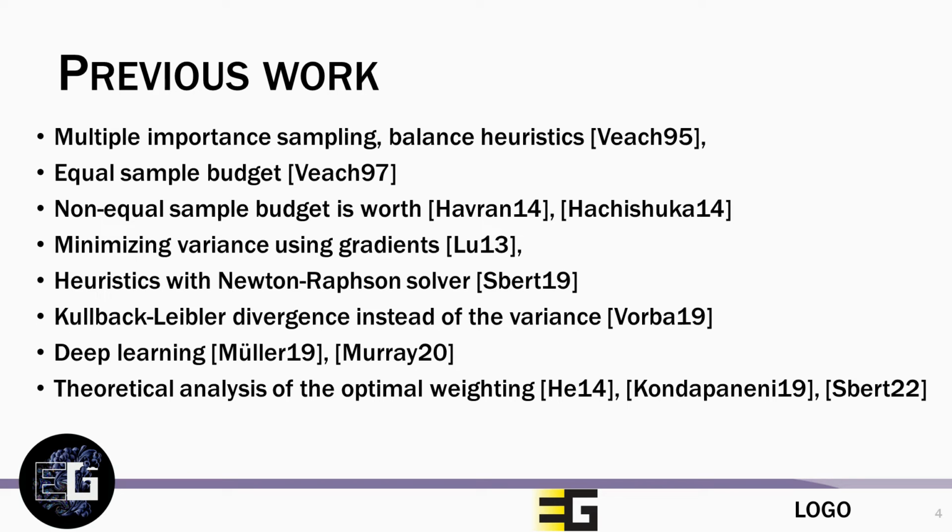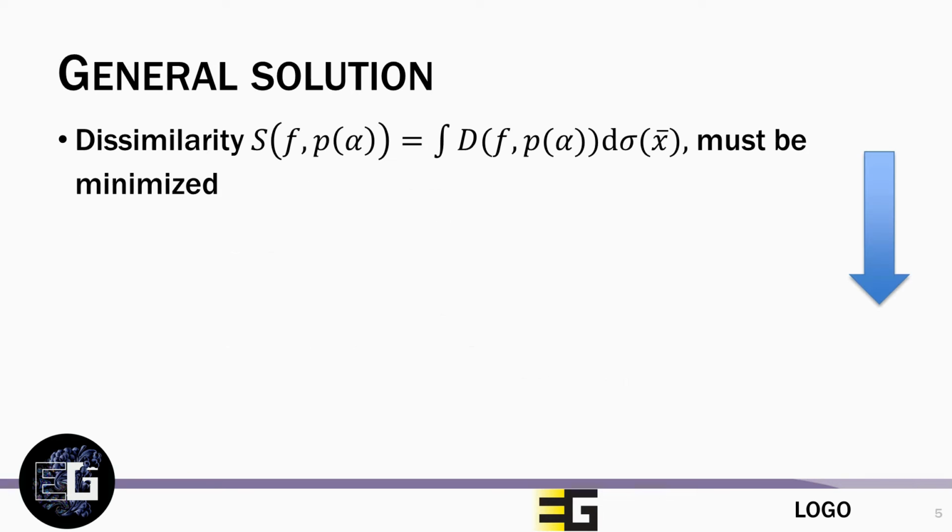variance reduction. Vorba and Müller proposed the consideration of the more stable Kullback-Leibler divergence instead of the variance during the optimization, and Müller and Murray also used neural networks for the optimal sample budget allocation. Kondapaneni, Sbert and Elvira also investigated the theoretical optimum, but this leads to equations which require numerical methods.